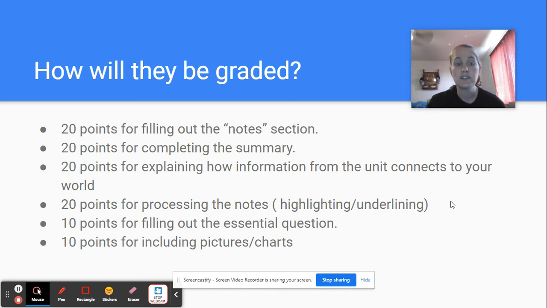This is how they'll be graded. You get 20 points for filling out the notes section, 20 points for completing the summary, 20 points for explaining how the information connects to your world, and 20 points for processing the notes. That's when you take the time to review them and highlight and underline. Then 10 points for filling out the essential question, and 10 points for including pictures and charts. So that's how you complete your focus notes.